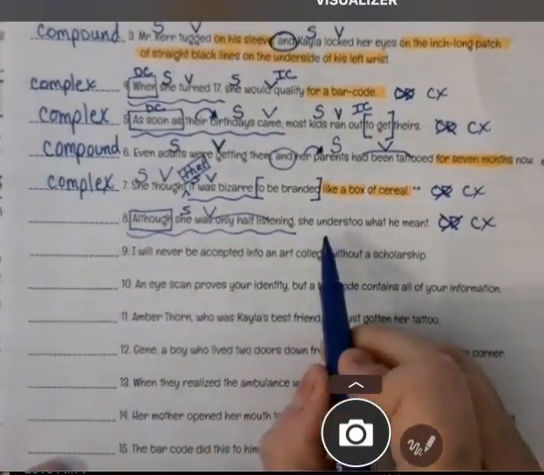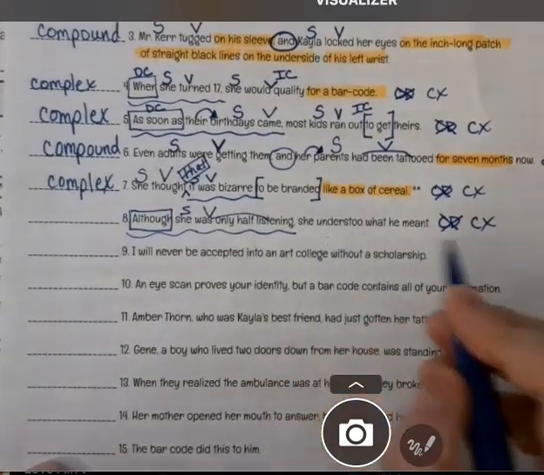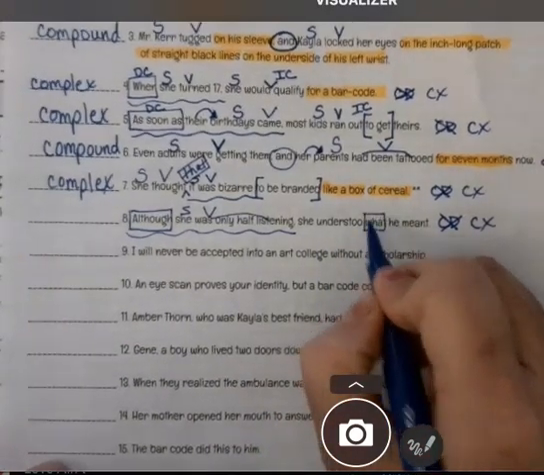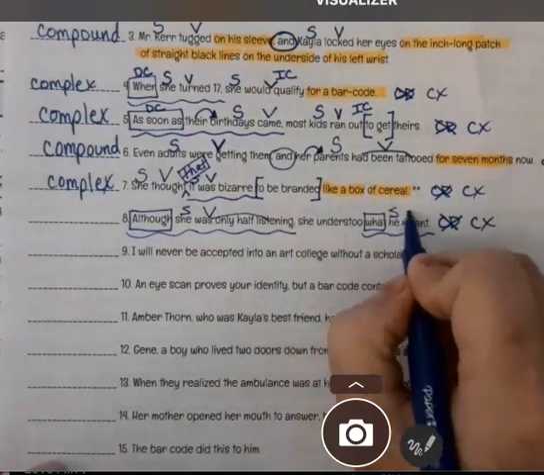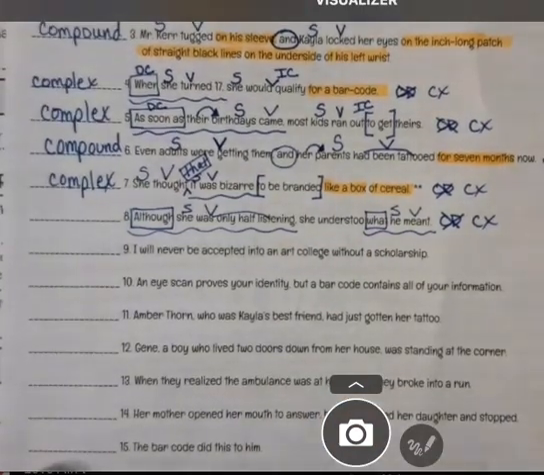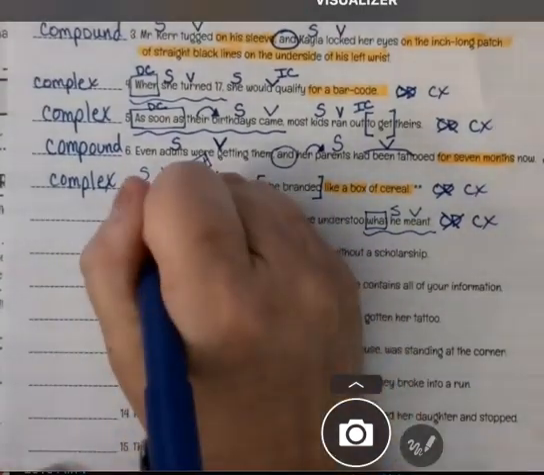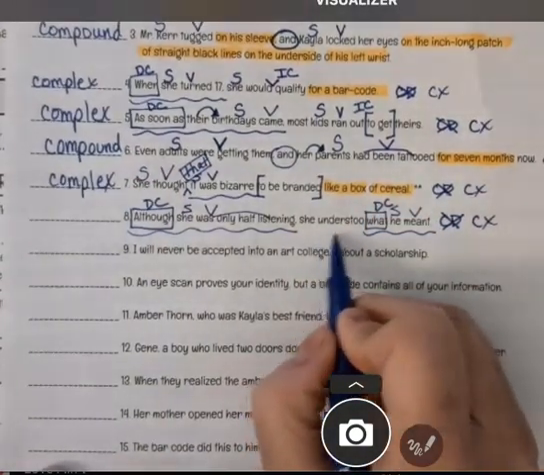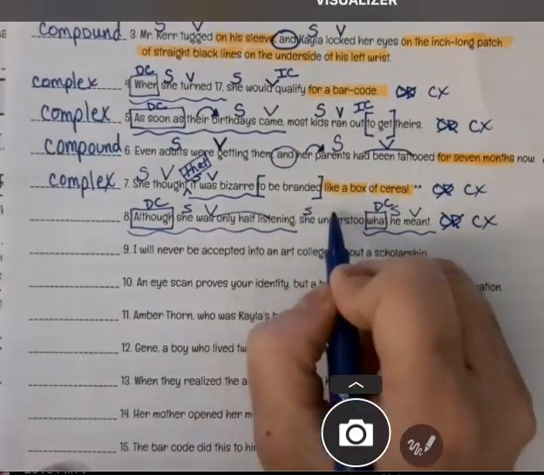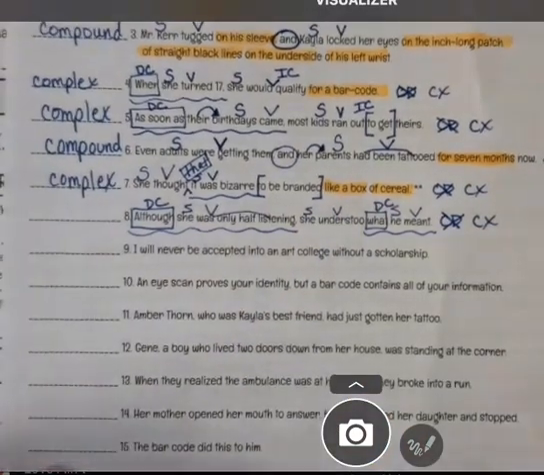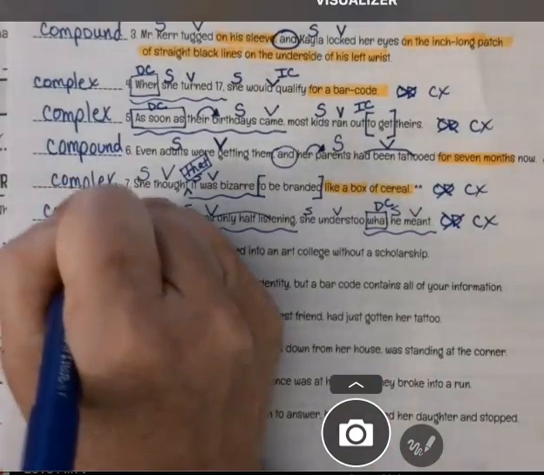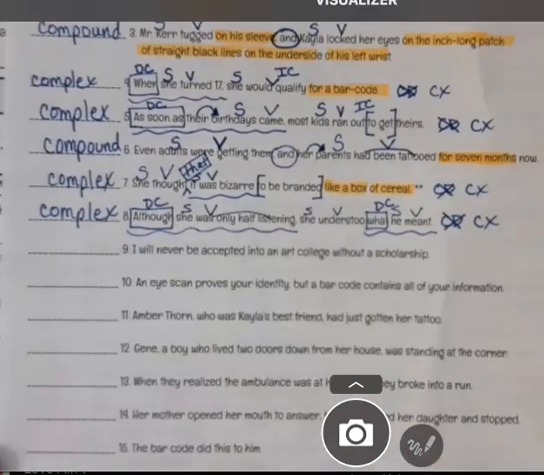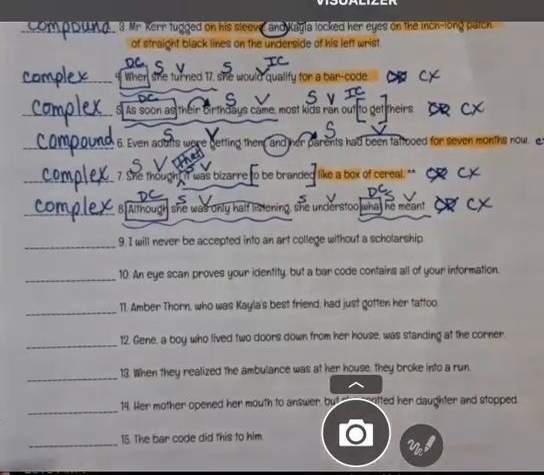On the other side, I see another subordinating conjunction. I see what, and what he meant. So I have two dependent clauses here and here. So my independent clause must be she understood. She is the subject, understood is the verb. So this is complex. Remember, there can be more than one dependent clause. It doesn't change the meaning or the type of sentence in any way.